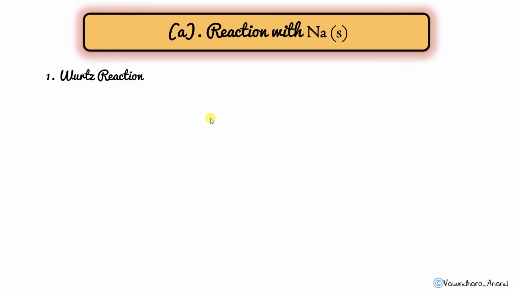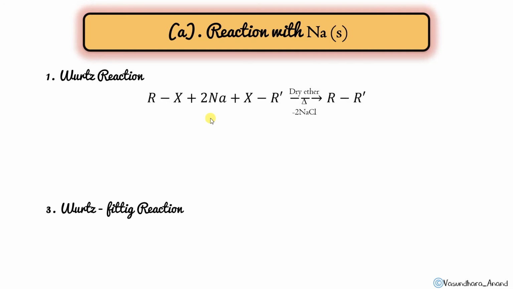Wurtz reaction: if alkyl halide reacts with sodium in the presence of dry ether, and it should be dry ether, got it? Then it will form an alkane. Sorry, the number of carbons will be doubled and it will form an alkane of higher carbon. Got it? Okay.